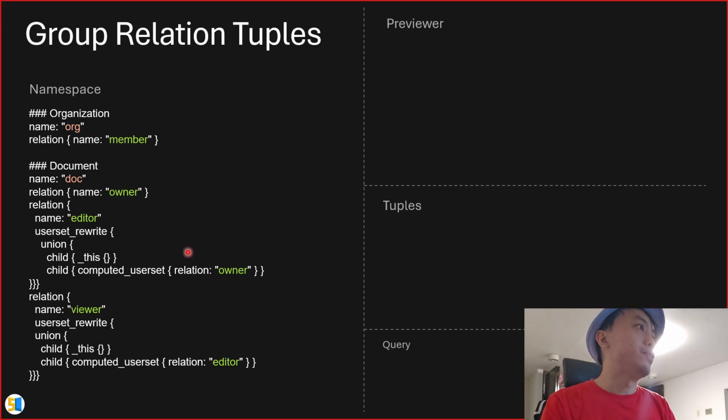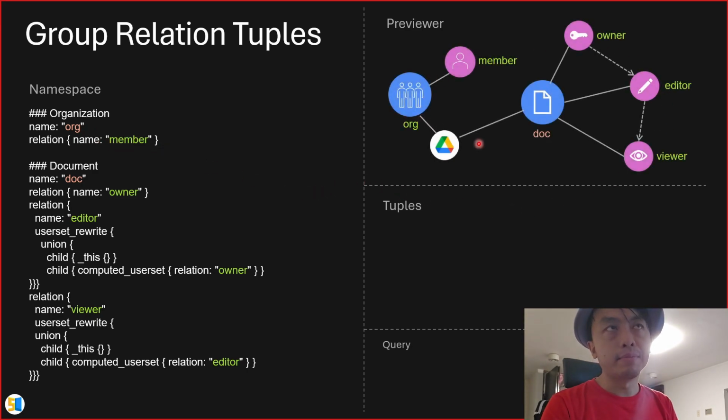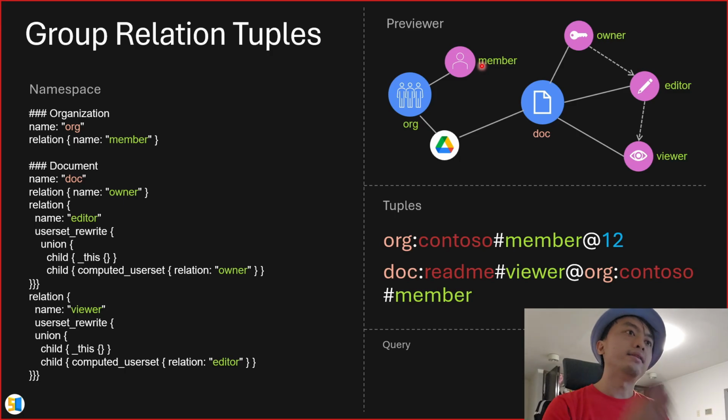So the namespace configuration is the same, but now we add a new one called ORG, or organizations, with a relation named member. This is the preview. So right now we have the organizations namespace with a member relation. We can write the tuples like this: user ID 12 is a member of Contoso organizations. Contoso is the ID of the organization.